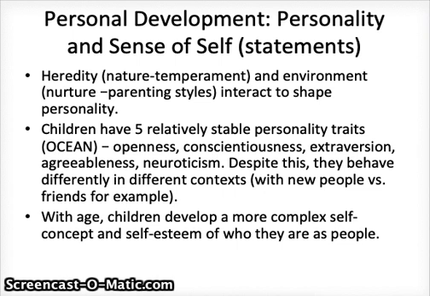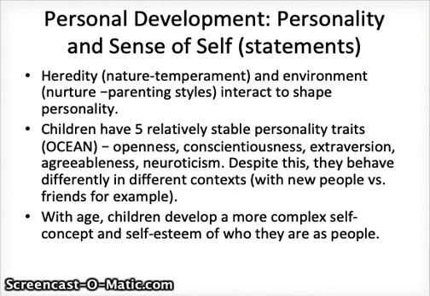Another general statement about personal development has to do with children having what we call 5 relatively stable personality traits, and we use the word OCEAN to remember them, by OCEAN, openness to ideas. They're conscientious, they're extroverted, meaning outward and outgoing. They have an agreeableness toward doing things, or neuroticism toward just wanting to get things done and kind of fretting over things. These are pretty stable in children. We see them in most children.